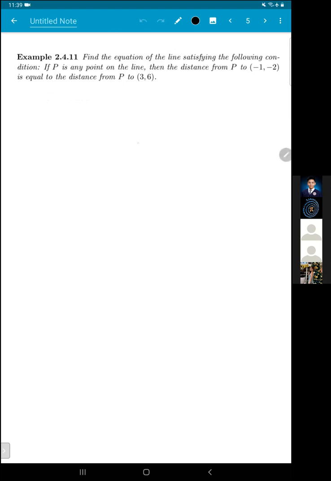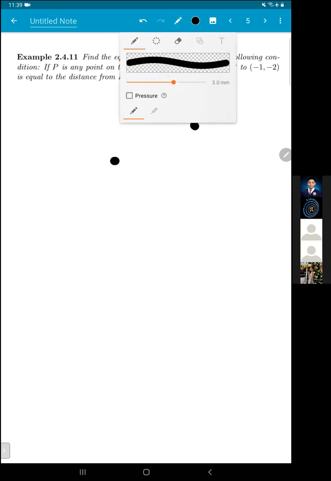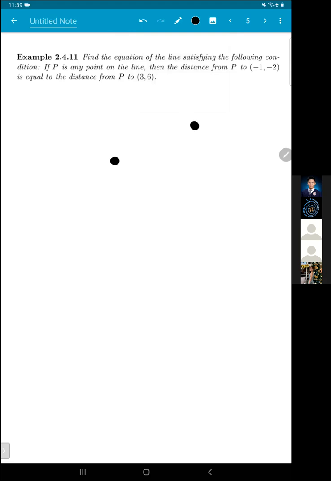Let's draw the figure first. So let's say this is negative 1, negative 2. And then this one is 3, 6. We want to find a line with the following property. Any point on this line, say P, must have the same distance from those 2 points. So, you know, it has to be somewhere in between.